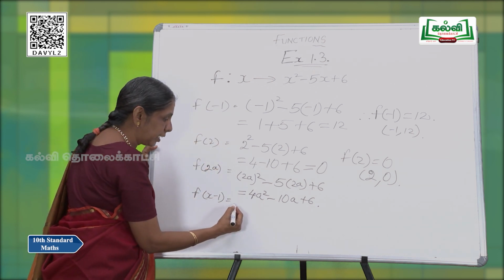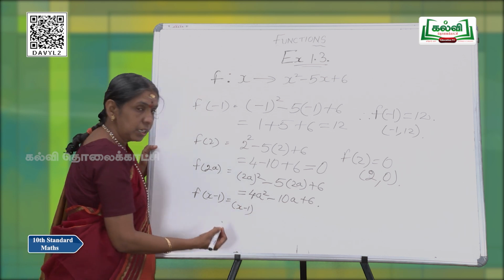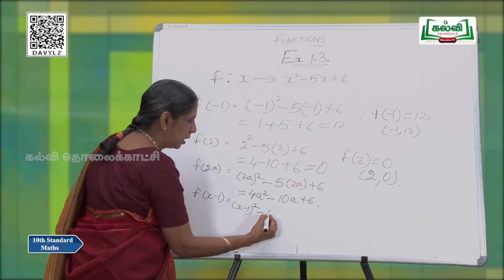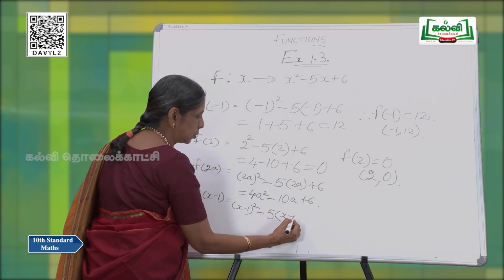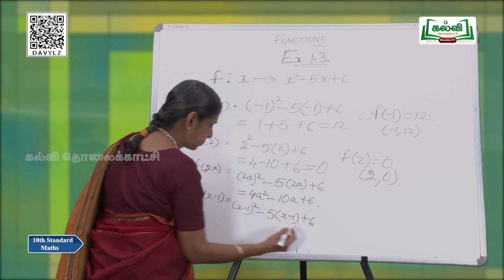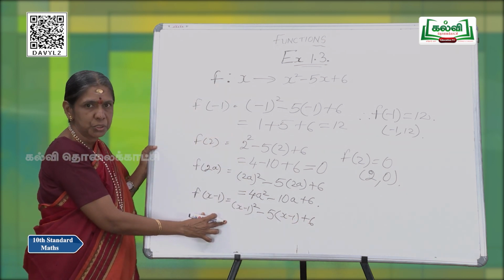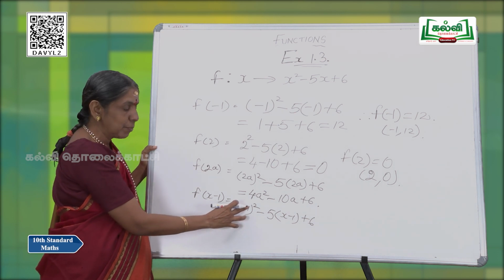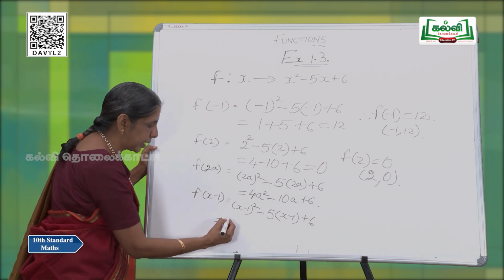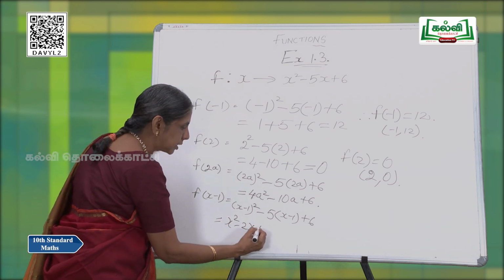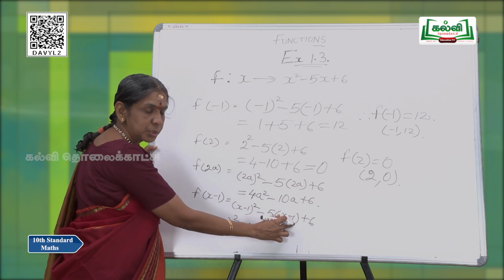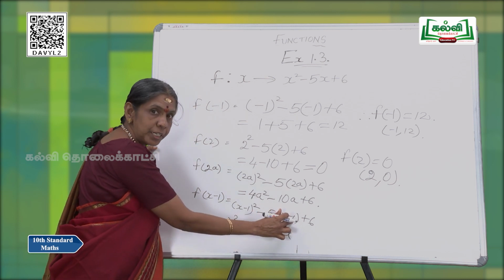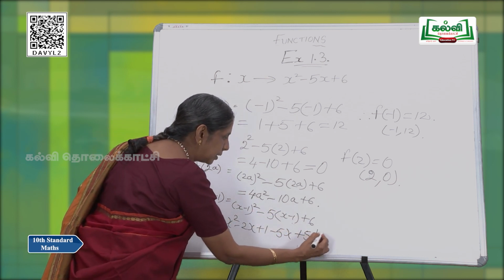So, what happens here again? X minus 1, how do you say? X minus 1 the whole squared, minus 5 times x minus 1 plus 6. So, x minus 1 the whole squared, you can use the identity a minus b the whole squared. So, you have to be thorough with the identities. Using the a minus b the whole squared identity, you get x squared minus 2x plus 1. Then minus 5 times x minus 1 is minus 5 into x, that is minus 5x, minus 5 into minus 1, that is plus 5, plus 6.